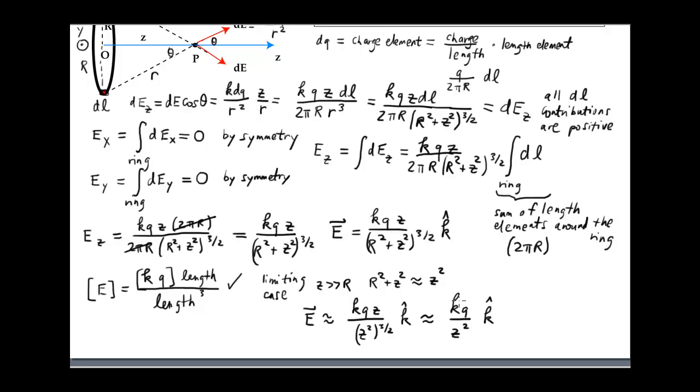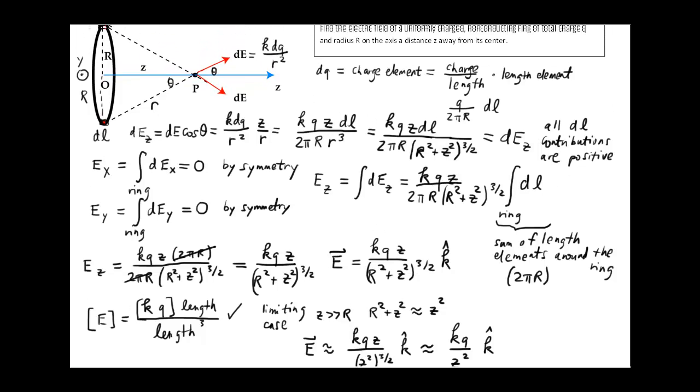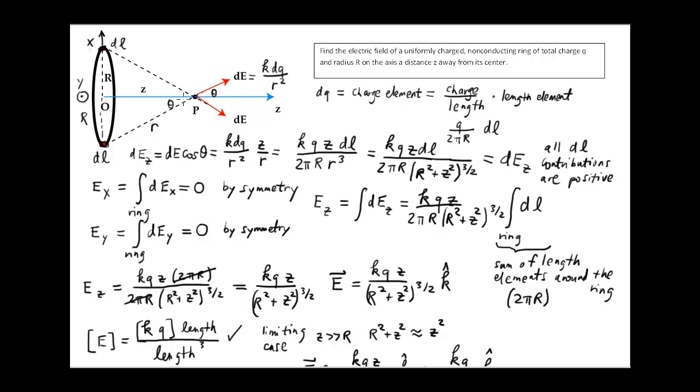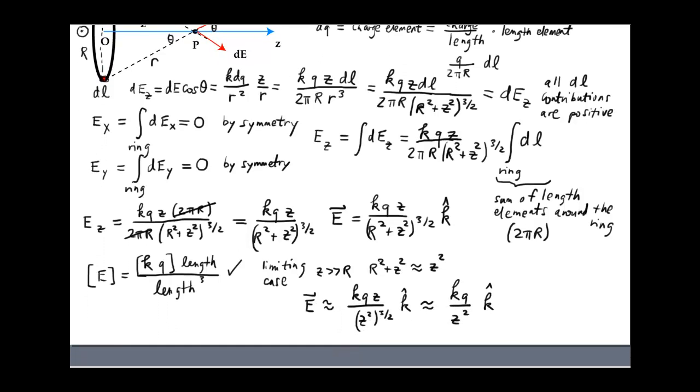And sure enough, that looks just like the electric field due to a point charge q. Remember, q is the total charge on the ring. That was in the problem statement. So if we get really far away from this ring of charge, it has the same field that a point charge would have at the same distance. So we recover the formula for the electric field of a point charge, and that's exactly what we would expect.